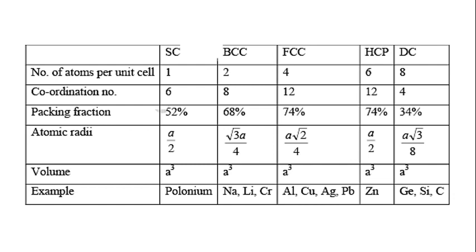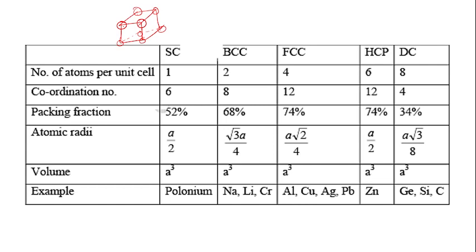So what are the elements present in the table? First, the number of atoms per unit cell. Suppose I draw one unit cell here. Let's draw a simple cube. There will be an atom. This is not a circle, this is a sphere. There will be one more atom. This is your simple cubic structure.